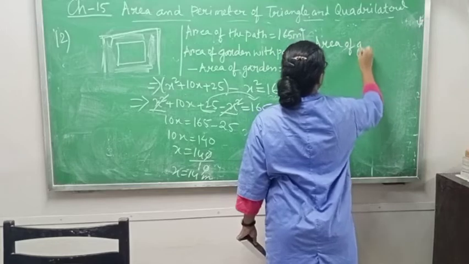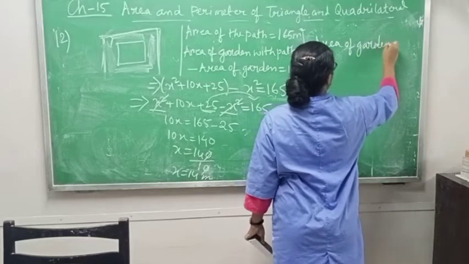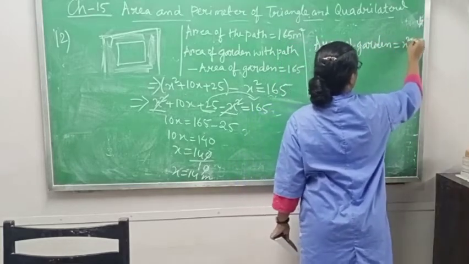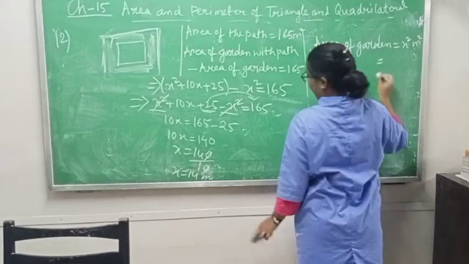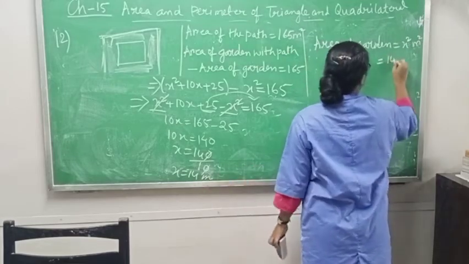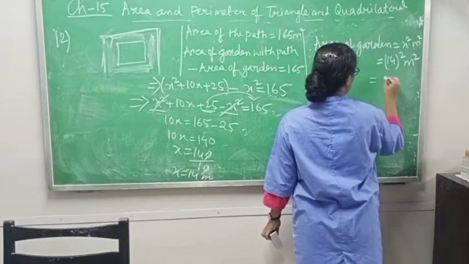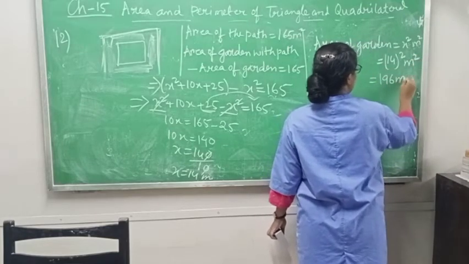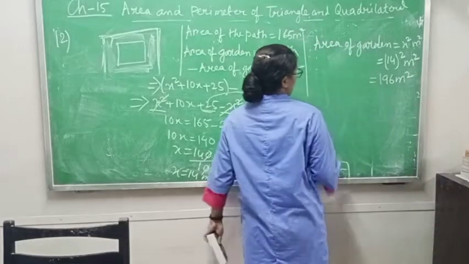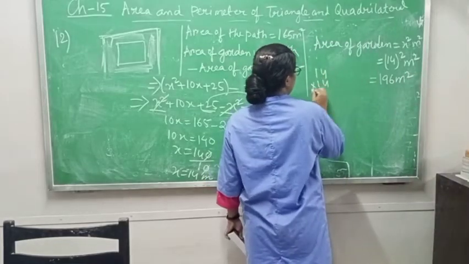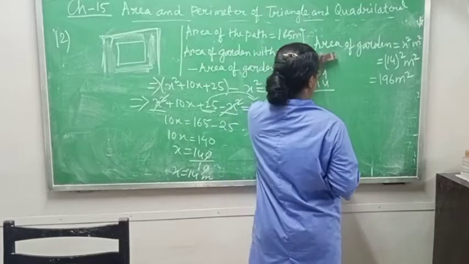Area of garden is how much? X square meter square. So x you are getting 14. So you can square this one, 14 meter square. How much you will get? 14 square will give you 196 meter square. Okay. If you don't know, please multiply like this. You will get 196. Okay.